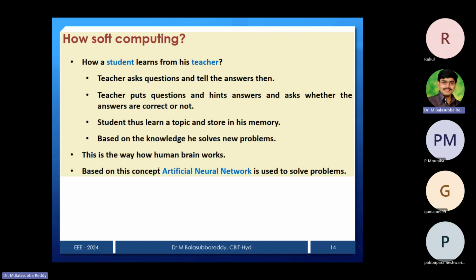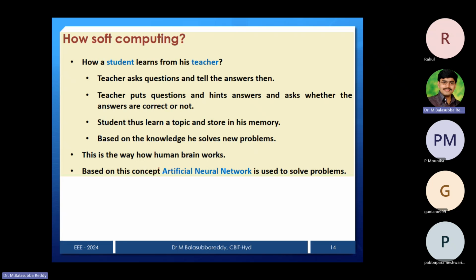That's what we'll do. The teacher asks the questions and also tells the answers to them. What will happen? Suppose I ask one question, and you are unable to recall or you don't know the answer. If the teacher explains that concept, you will understand what is going to be so and so. After that, another way: the teacher puts the questions and will not give the answer, but will give a hint, and the student can recollect and ask whether the answer is correct or not.